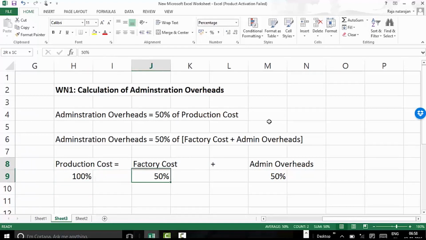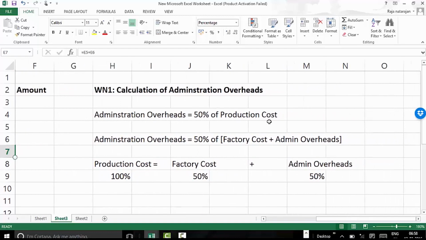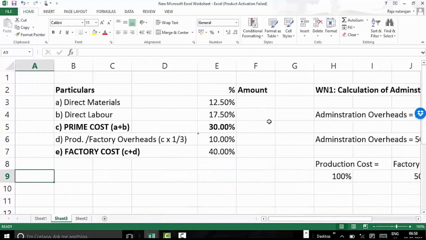Now we know what is factory cost. What is our factory cost? Let's go back. We know factory cost is 40% of sales. If factory cost is 40% of sales, and if you take a look at the production cost, which is 50%, then your admin overheads should also be 40% of sales. And if you are finding it difficult, let me just put it here.